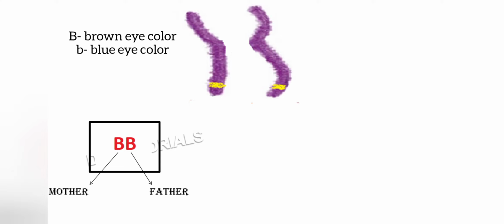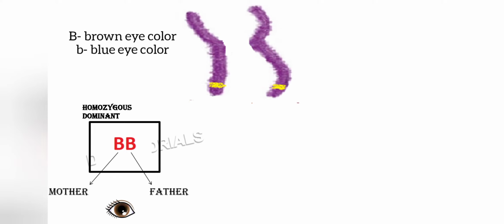Now we will learn the different combinations and probabilities of alleles. The first one is capital B and capital B. Whenever we have a combination of alleles, one allele is from the mother and the other allele is from the father. So here both the alleles are dominant alleles. Whenever two dominant alleles are together, the condition is called homozygous dominant, and here the dominant characteristic is always going to be seen in the offspring.